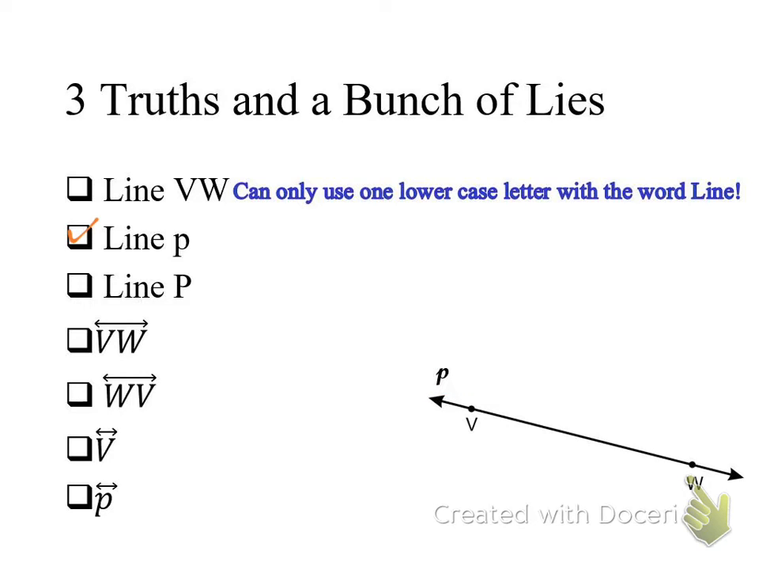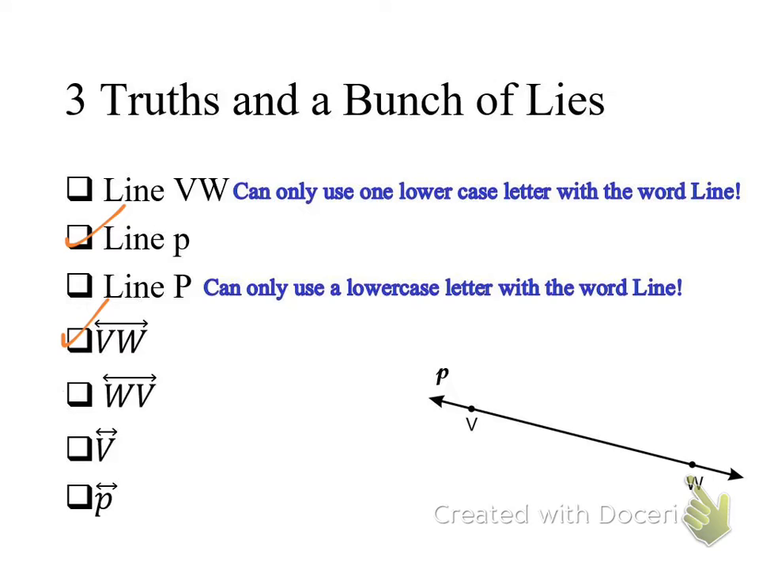What about line and a capital P? No. What does a capital P represent? A point. So, doubly no. It's got to be lowercase. VW. Yes. What about WV? Yes.